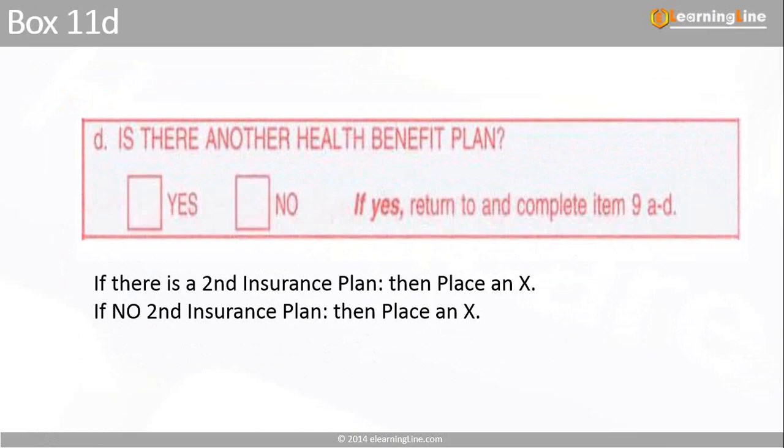Then you have, is there another health benefit plan? It is asking you, do you have dual coverage? See, it says, if you are marking as yes, return to and complete item 9 from A to D. Why? Because there also you cannot mark this 11D yes over here and leave 9A through D blank. Because 9A to D is related to the coordination of benefit where you have another health benefit too.